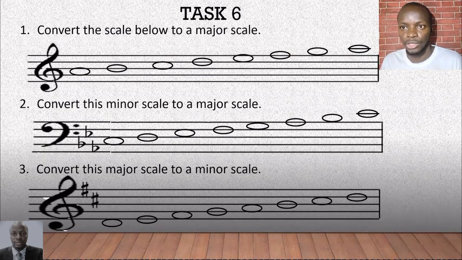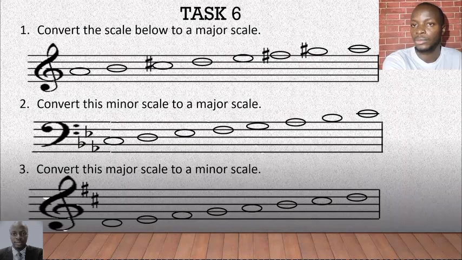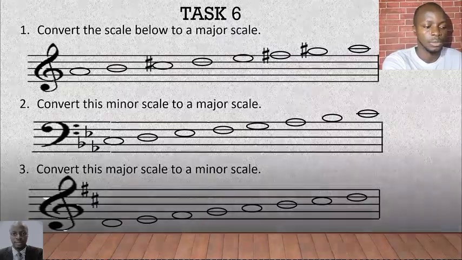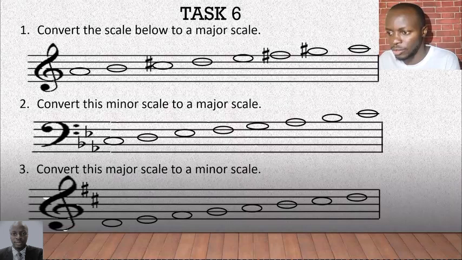A major has 3 sharps on F, C, and G. So put a sharp on F, on C, and on G, right? So you have A minor, and A major will sound. So you have a minor scale here, and you have to convert it into a major scale.